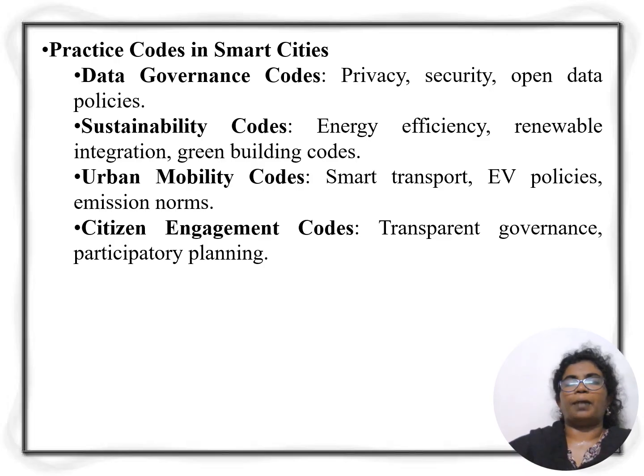Some of the practice codes for smart cities: data governance codes. Sustainability codes for energy efficiency, renewable integration and green buildings. Urban mobility codes for smart transport, EV policies and emission norms. Citizen engagement codes, covering transparent governance and participatory planning, are all included in these practice codes.